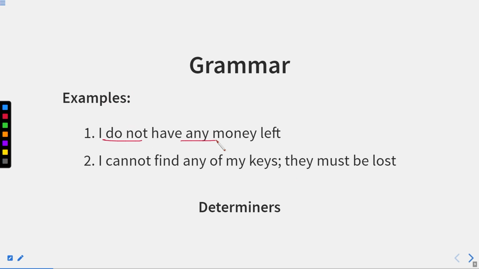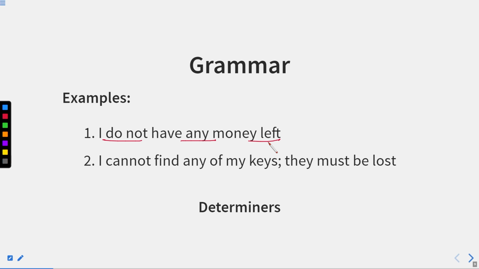I do not have any money left. It means I don't have any money. Now, just try to read the sentence with the word some. If I say I do not have some money left, does it make any sense? No, not at all. It means that will not be correct over here, or that will not be suitable over here. So, some cannot be used in negative sense, but any is used in negative sense.